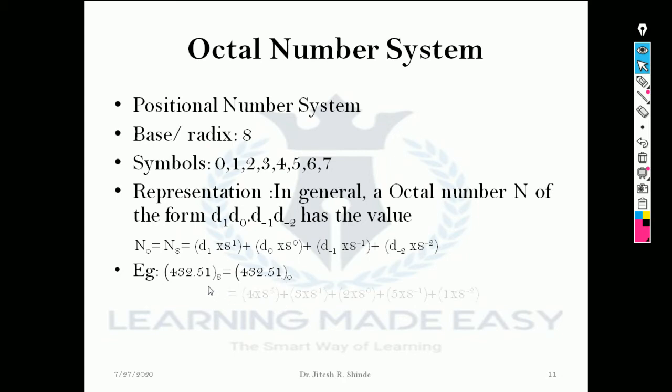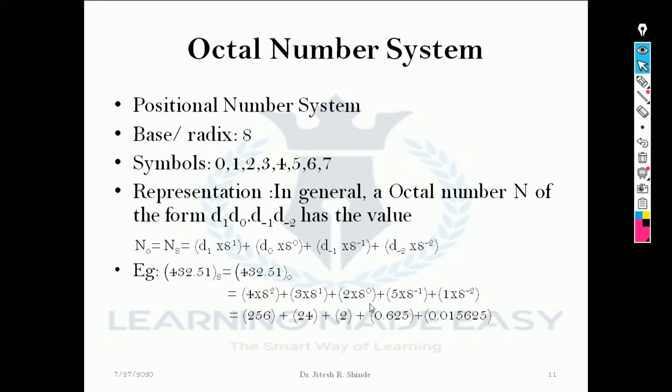Example: 432.51 in octal. Its digits have position numbers 0, 1, 2. After the radix point, 5 has position number minus 1 and 1 has position number minus 2. So the representation is 4 into 8 to the power 2, plus 3 into 8 to the power 1, plus 2 into 8 to the power 0, plus 5 into 8 to the power minus 1, plus 1 into 8 to the power minus 2.